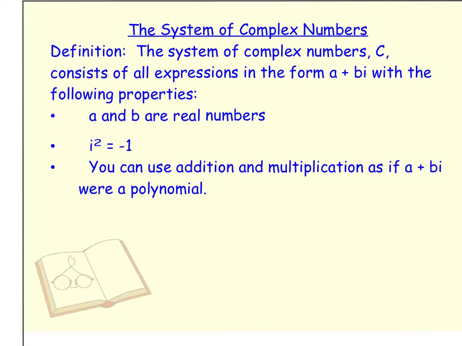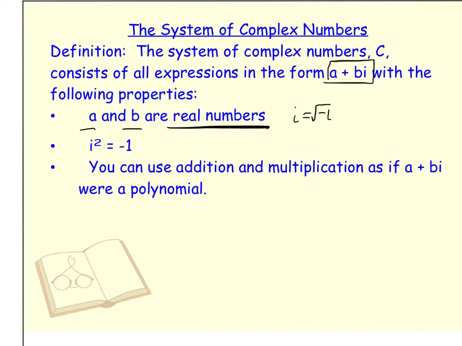Okay, today we're going to talk a little bit more about the system of complex numbers. The system of complex numbers that we call C, as opposed to R for the real numbers, consists of all the expressions in the form a + bi that have the following properties. a and b are real numbers, and i, of course, is the square root of -1. And i squared equals -1.